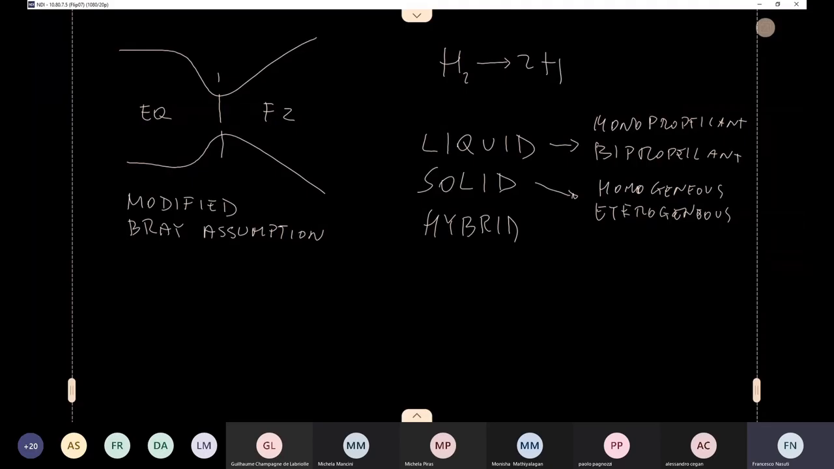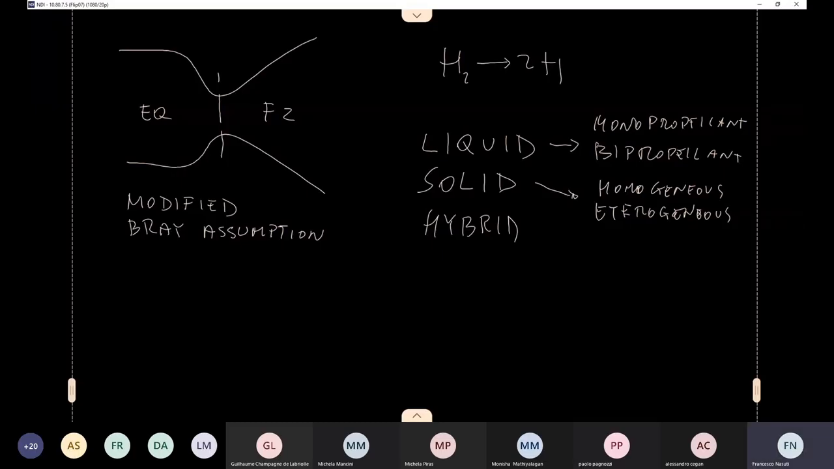The distinction here is that in monopropellant we have a single species that has to be activated in some way to release heat. So there will be what we typically call decomposition, because you start from a single substance; if you have a reaction, it means that you are decomposing this species, and this decomposition occurs with release of heat.